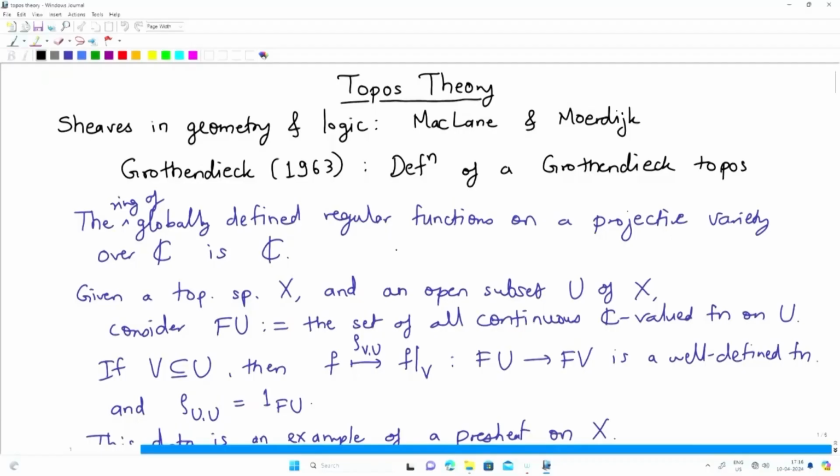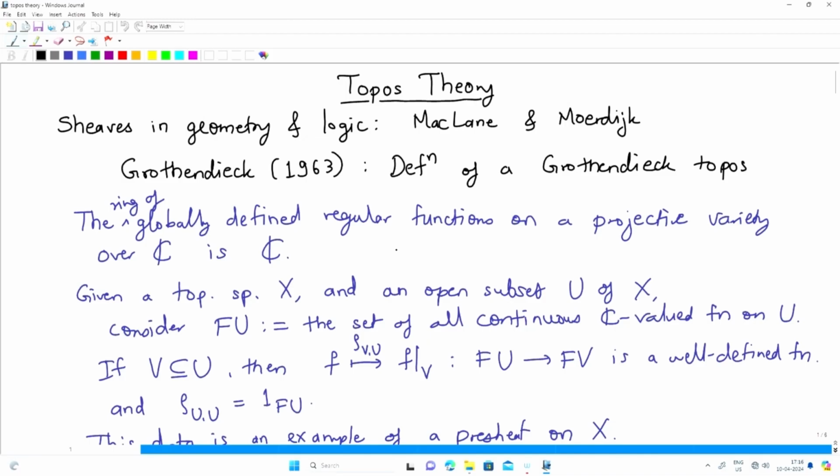So in this last lecture, we are going to continue looking at topos theory, and I'm mostly following this book. It's a very nicely written book with lots of examples and motivation: Sheaves in Geometry and Logic by Mac Lane and Moerdijk. And I mentioned last time that topos theory is like an elephant.